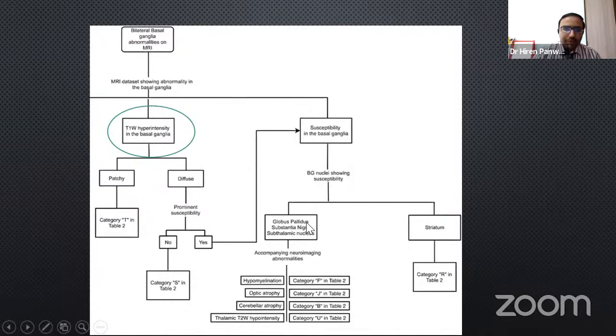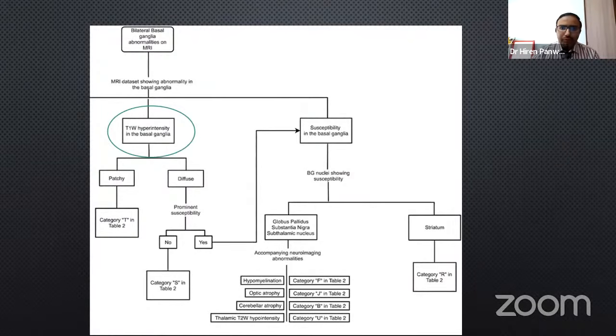If the globus pallidus, substantia nigra, and subthalamic nucleus are involved, then you have to see what the additional neuroimaging features are. For example, is there any hypomyelination that we have seen? A few examples of hypomyelination with globus pallidus syndrome. Is there any optic atrophy or any salivary atrophy? And you can look out for the causes which can affect those conditions. There are also certain conditions which can have T2 hyperintensity of the thalamus. You can go according to that chart also. And if there is susceptibility predominantly in the striatum, that is considered as category R that we'll be seeing in the next slide.